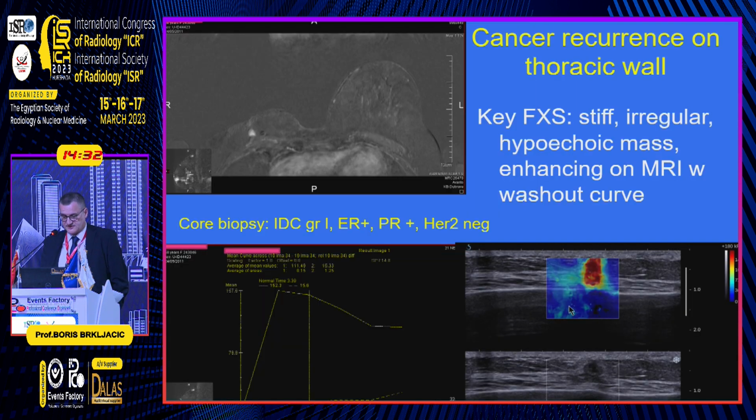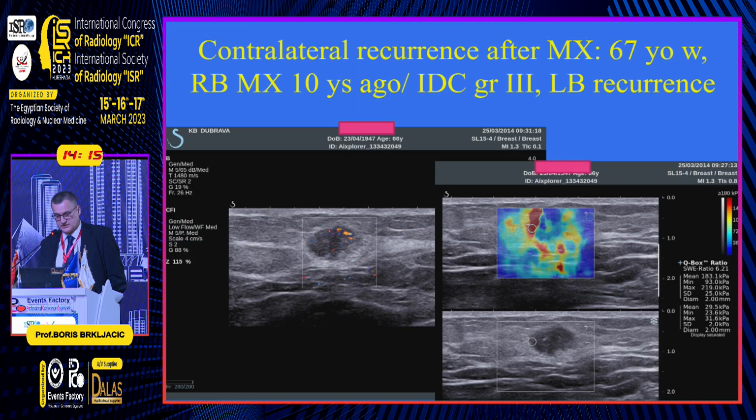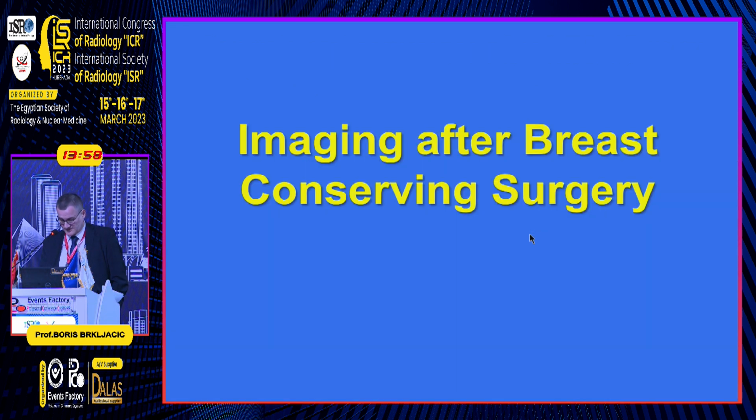So taking all this into account, this stiff, irregular, hypoechoic mass, which is enhancing on MRI with a washout curve, was an invasive cancer recurrence 10 years after surgery, with the same histopathologic features as initially. We can also see, like in this case, contralateral recurrence after mastectomy, with this woman who had grade 3 invasive ductal cancer 10 years ago. She has this recurrence, which is again stiff on shear wave elastography, which is very useful.